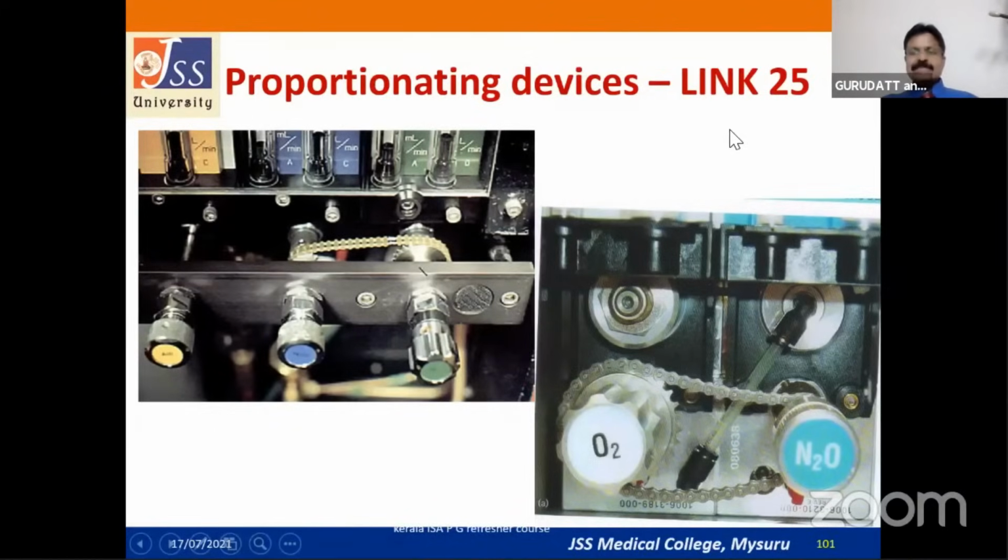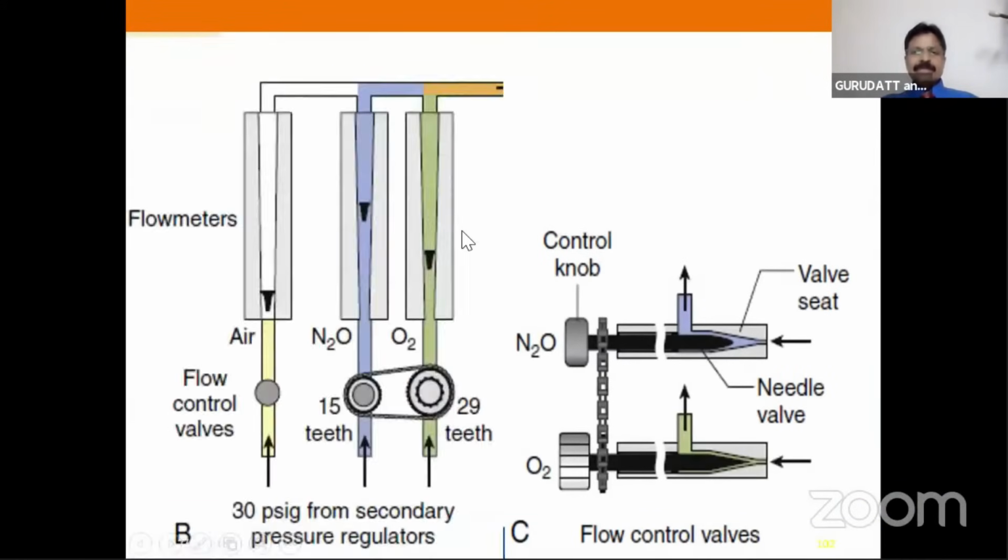That is why this particular name, Link 25. Now, how will this Link 25 function? You can see 29 teeth sprockets for oxygen and 15 or 16 teeth for nitrous oxide. So when oxygen is rotated once, nitrous oxide is rotated twice. That means the 2:1 ratio is maintained because of this movement of the nitrous oxide and oxygen sprockets.